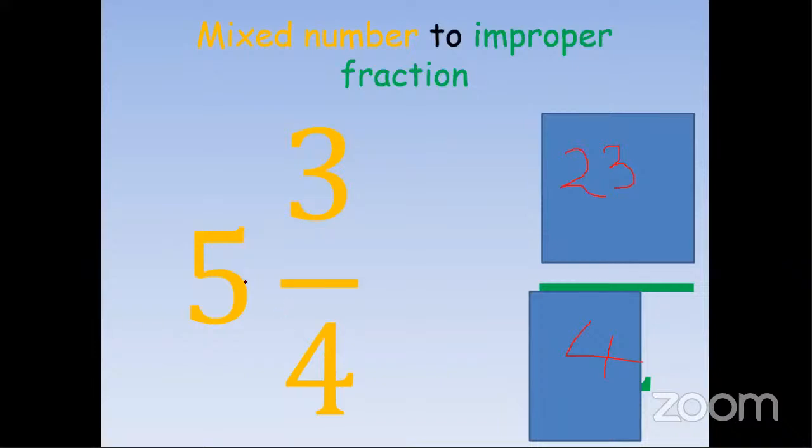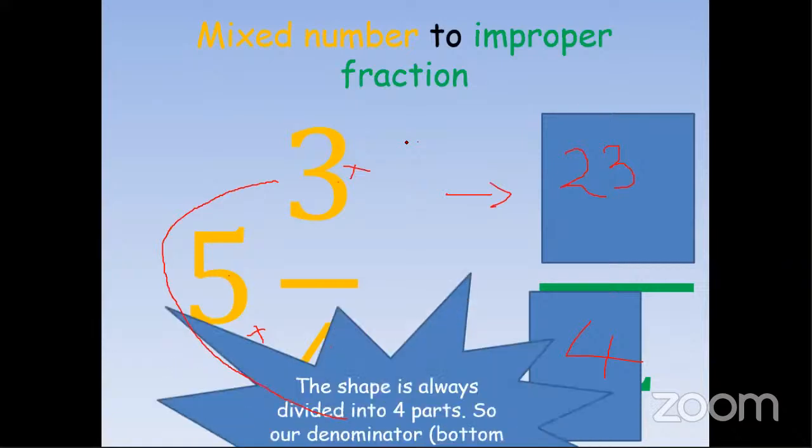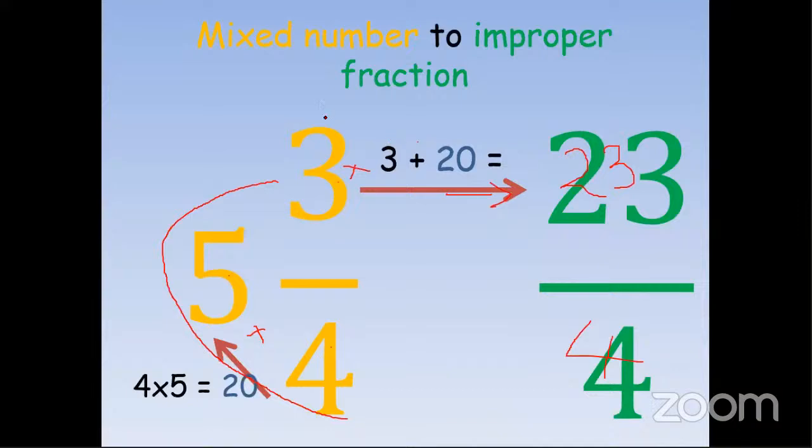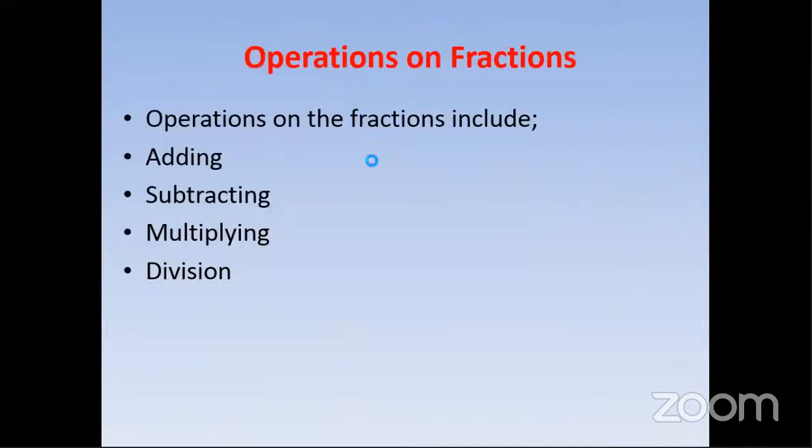It is now 4 times the 5 plus the 3. So we are moving like this to get our numerator. We multiply here, then we add at the end of it all to get our result at the top. Okay? So that's how we are going to get our results. Okay, so that's what we do have about the fractions.